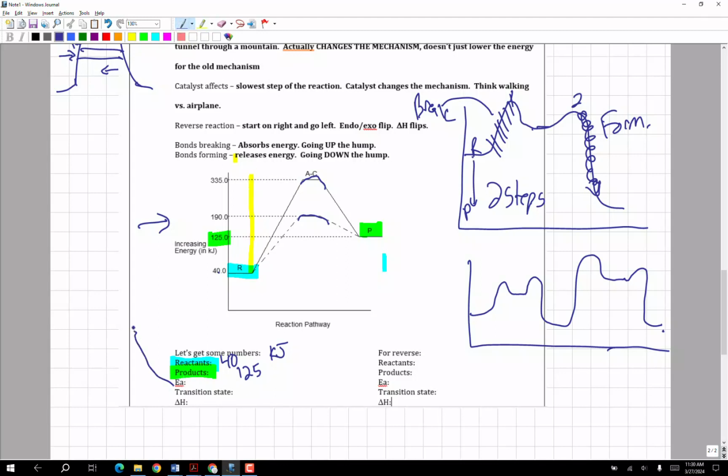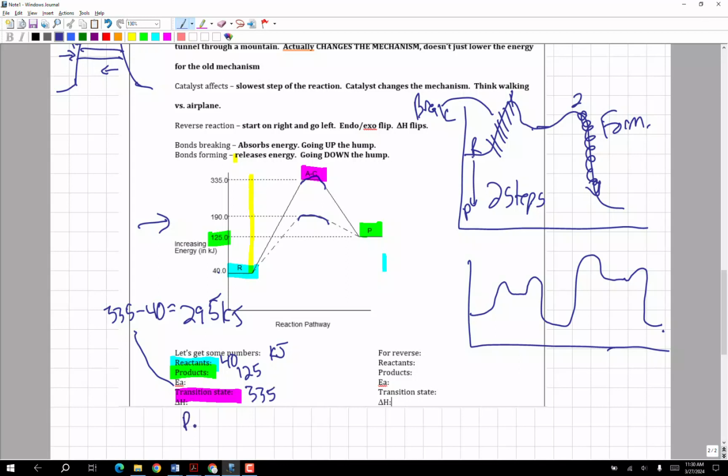So EA is going to be 335 minus 40, which is going to be 290, 285. Uh-oh, I'm a little worried about my math today. Yeah, it's 295. I swear I can do math. 295. Okay. The transition state is just the number that's placed up on top. So my transition state is up here on top. And my value for my transition state would be 335.